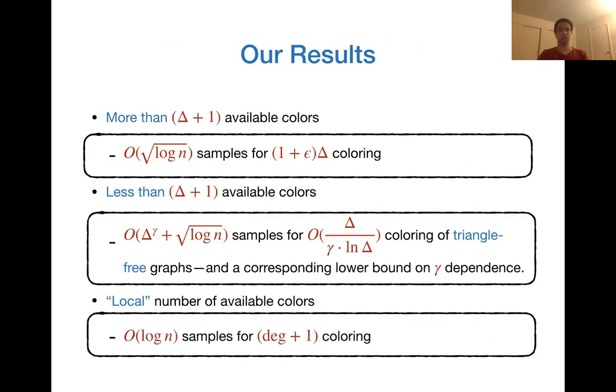So this is the set of our results. We get a square root log n sample coloring for, let's say, order delta coloring. We get delta to the gamma plus a square root log n samples for asymptotically optimal coloring of triangle-free graphs. And we get an extension of delta plus 1 coloring to a degree plus 1 coloring palette sparsification result.